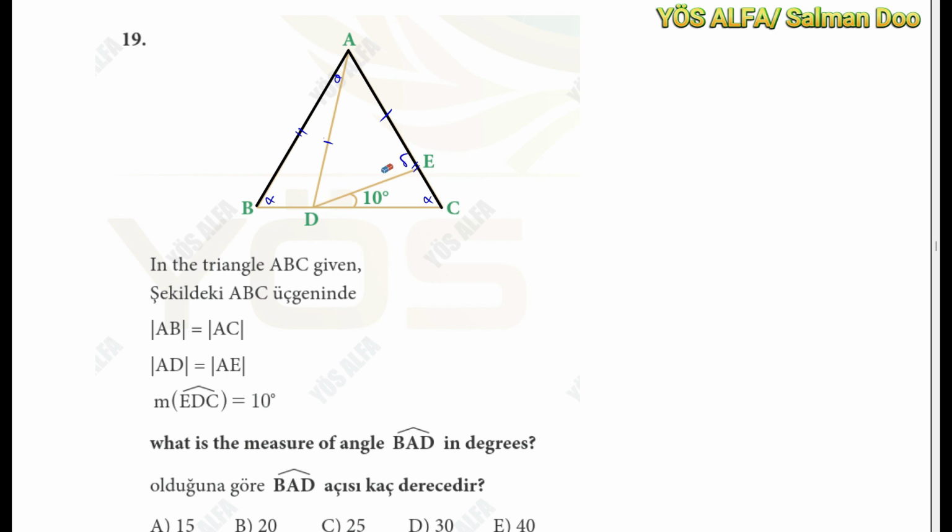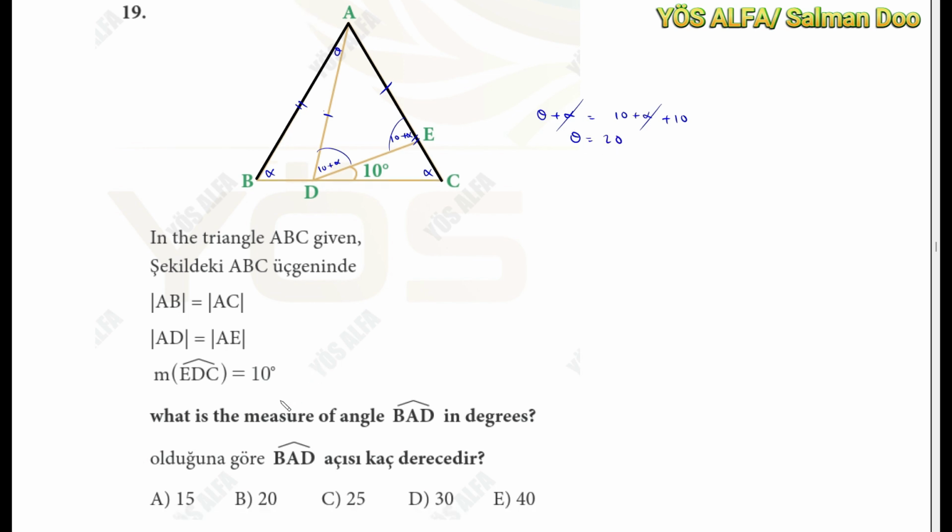Let me not use the different unknowns and just use this, because we know that this angle is theta plus alpha. The summation of two interior angles of a triangle is always the same as the exterior angle. So since we have an isosceles triangle here, angle E and D are the same. So in the triangle ABD, the summation of alpha and theta is the same as the exterior angle. So I'm going to write down this equation. Theta plus alpha is equal to theta plus alpha plus 10. From here, alphas cancel out each other. We have theta as 20. So the answer is B.